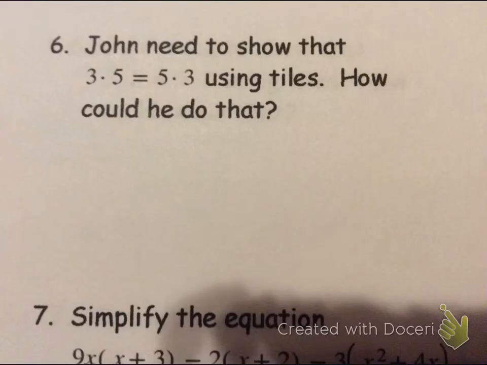On to number 6. John needed to show that 3 times 5 equals 5 times 3 using tiles. How could he do that? Well, let's look at it. 3 times 5. What does that mean? And if we remember, talking about the way the British say this, they would say 3 5s. So let's take a look at 3 5s and what they look like.